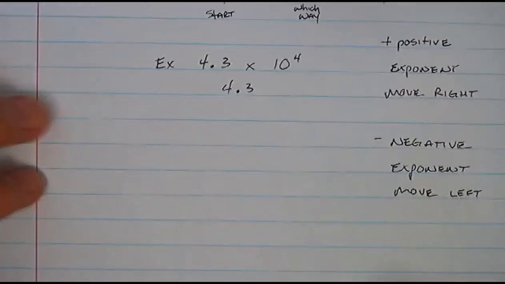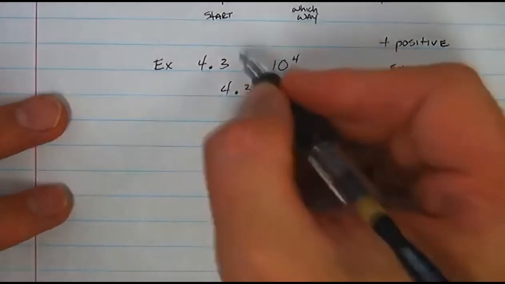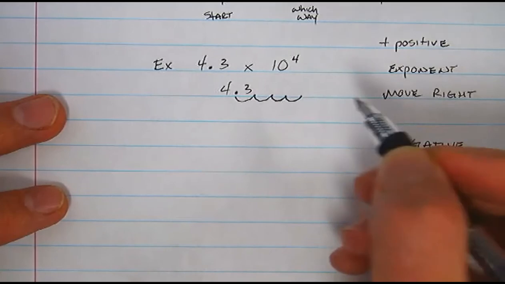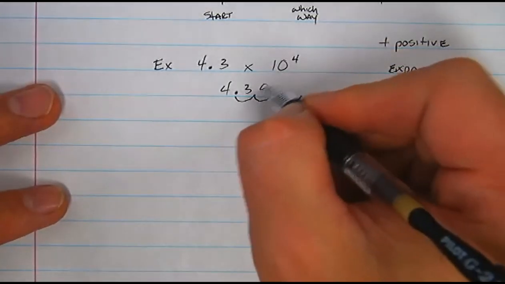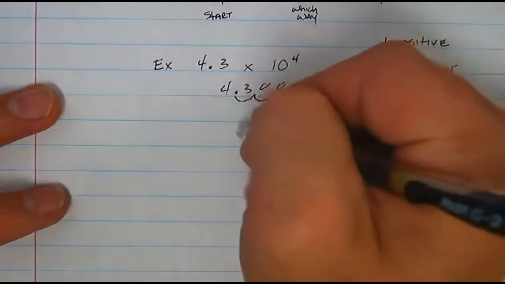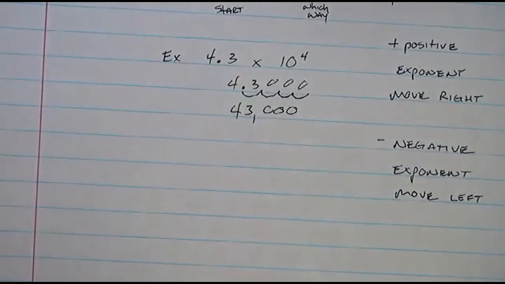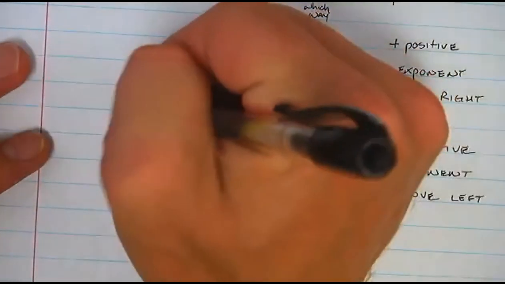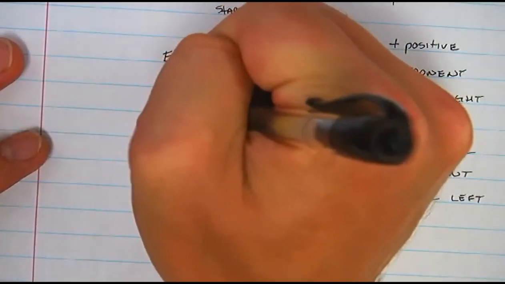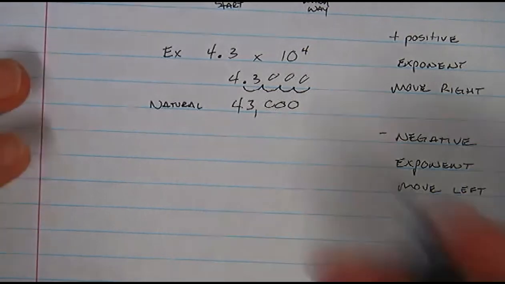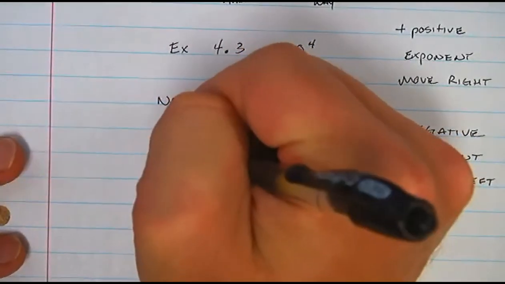So I'm going to be moving right 4 spaces. 1, 2, 3, 4. All we do with these empty spaces is plug in zeros. So this is actually 43,000. So 4.3 times 10 to the 4th is actually 43,000 in disguise, which would make that a natural number. So we have to be careful with scientific notation; we actually have to do it to see where it falls.